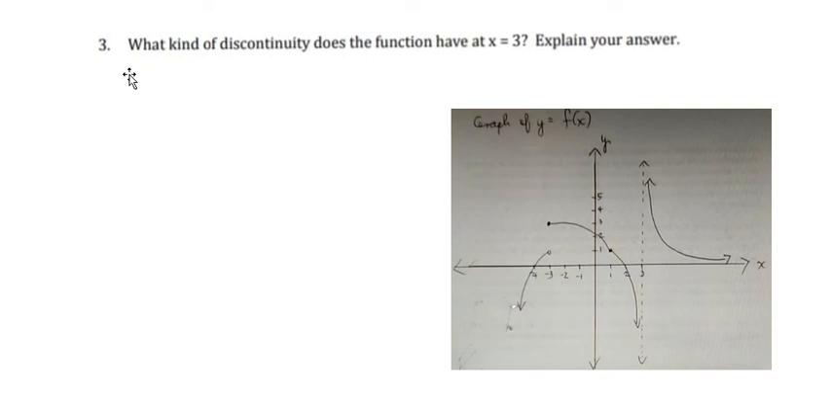Question number 3. What kind of discontinuity does the function have at x equals number 3? We can see that the graph goes to infinity. This one goes to negative infinity. This one goes to positive infinity. So we can say it is an infinite discontinuity. This is the name of this one.